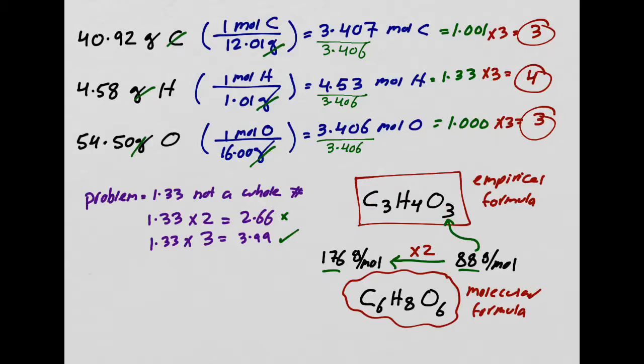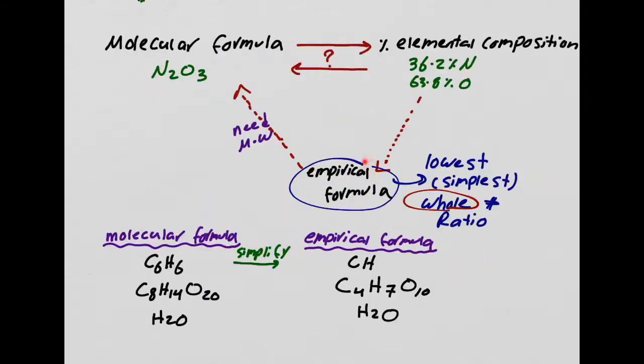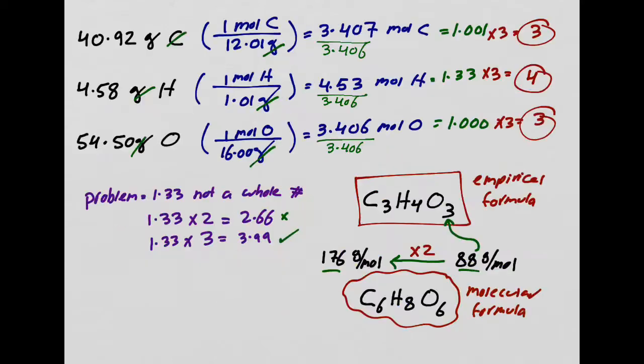This is why when you go from empirical to molecular, you need the molecular weight so you can compare it. This was 88, but I know it's supposed to be 176. How do I get that? By multiplying by 2. Okay, this was a big problem, but you guys are doing really well. Ready to do a practice problem? Okay, let's do a couple practice problems. First practice problem.